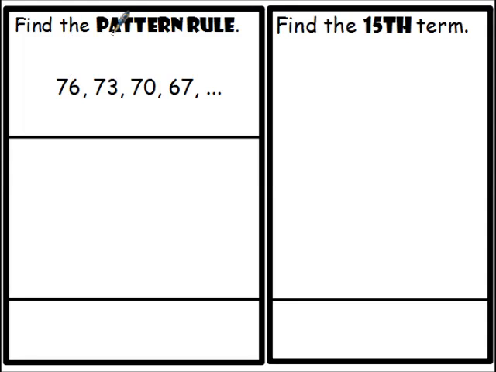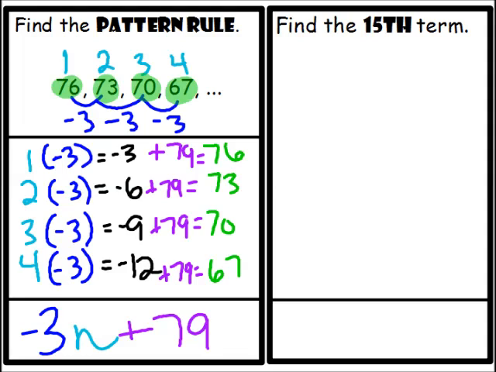Okay, try this one. Find the pattern rule and see if you do it right. Pause the video. Alright, how did you do? First you would multiply by negative 3 because that's the constant difference. And then you're 79 short each time, so you need to add 79. So the rule is negative 3 times the term number plus 79.